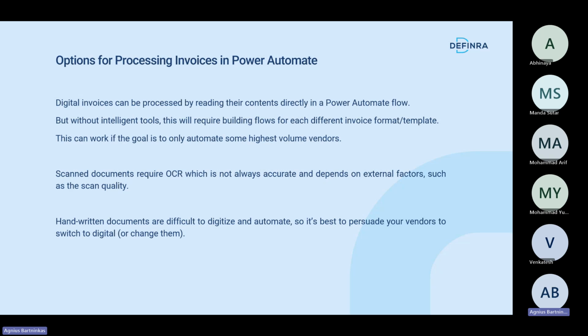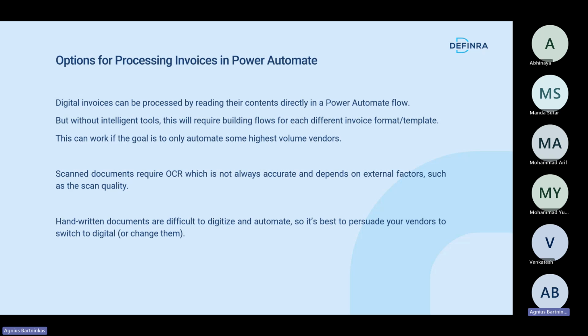Now, when we want to process them, the first thing that comes to mind, especially when talking about Microsoft's products and the Power Platform, is Power Automate, because that's the automation tool in the Power Platform and in the Microsoft ecosystem, right? So if we're working with digital documents only, they can be processed by just reading the contents directly in a Power Automate flow, whether a desktop flow or a cloud flow. We can usually read PDF documents, we can read Excel spreadsheets, Word documents, we can definitely read XML or JSON files. So those are usually nice and relatively okay to automate.